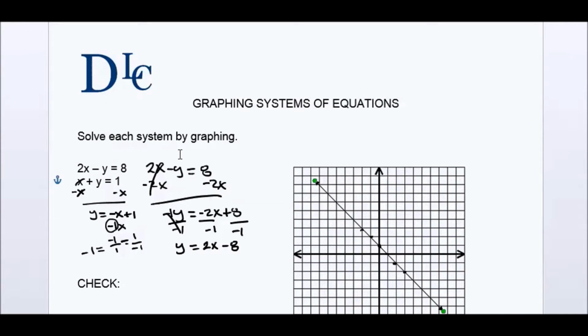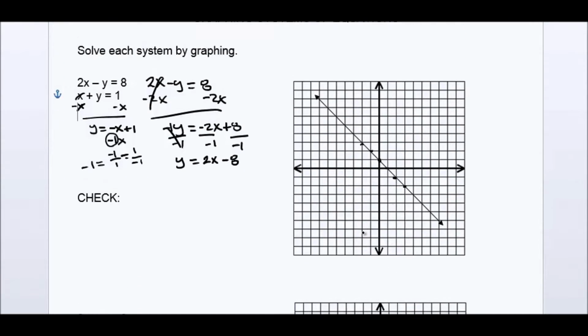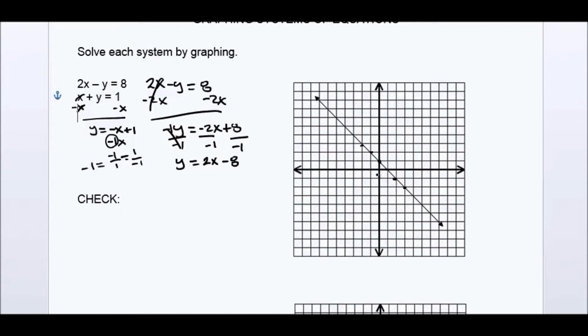Okay, now we're going to graph our second equation. So we're going to start at negative 8. Let me go ahead and scroll down. Okay, so negative 8, we start at the origin, go down 8: 1, 2, 3, 4, 5, 6, 7, 8. And from there we're going to plot more points using our slope.